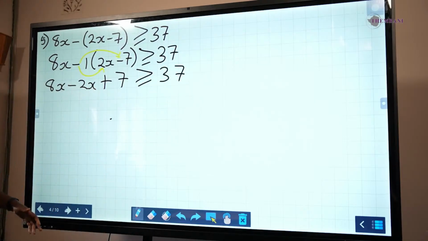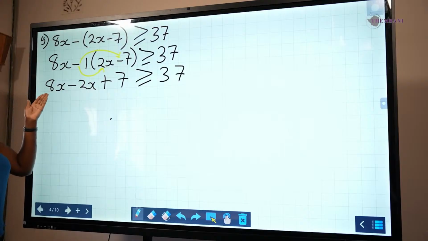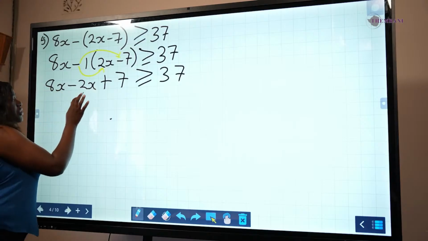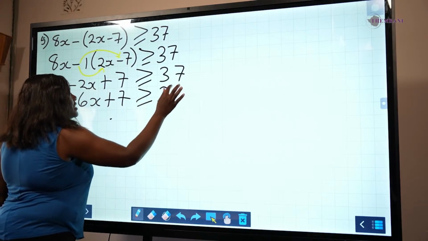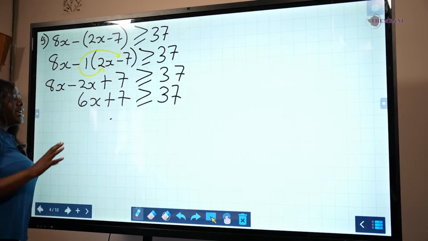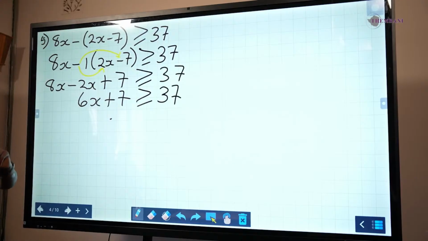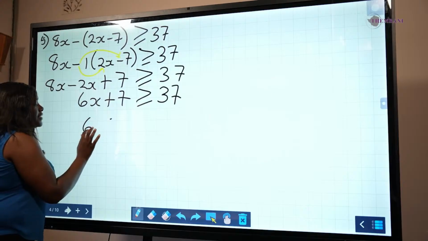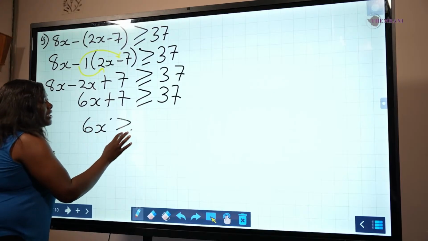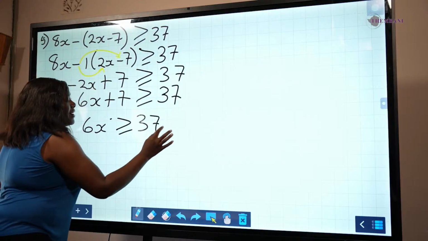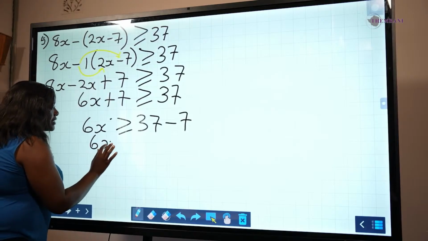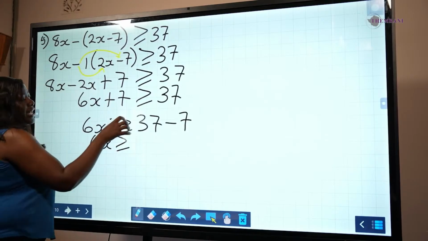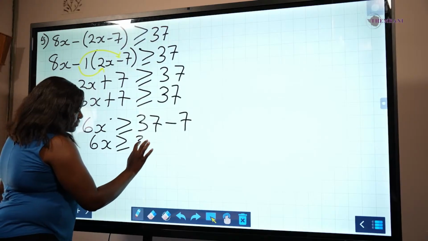Then from there, I'm going to simplify this part, then group like and unlike terms. We have 8x minus 2x, that is going to give us 6x plus 7 is greater than or equal to 37. Then I'm going to move the 7 to that side. If the 7 crosses the inequality sign, it becomes a negative. So I'll have 6x, then my inequality sign, then I have my 37. This 7 moves to that side, it becomes a -7. So I have 6x is greater than or equal to 37 minus 7, which is going to give me 30.